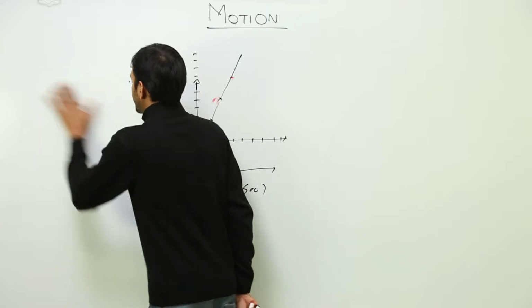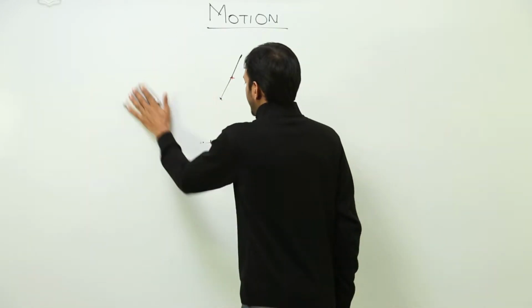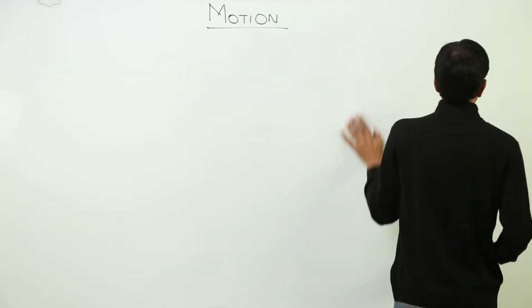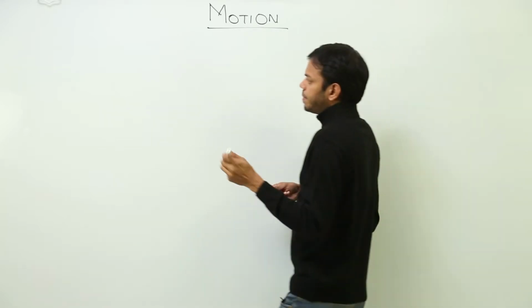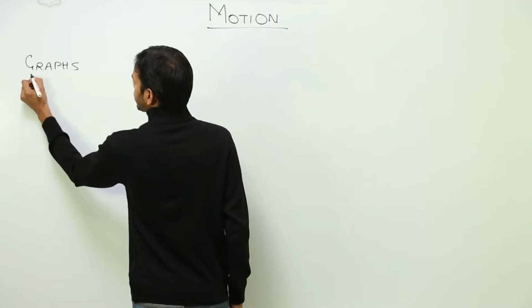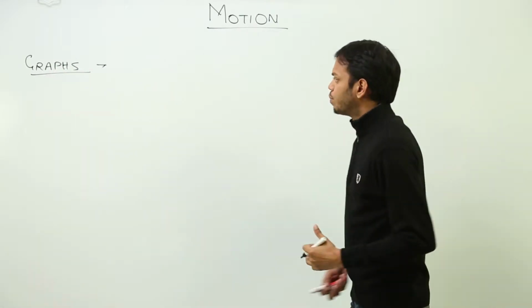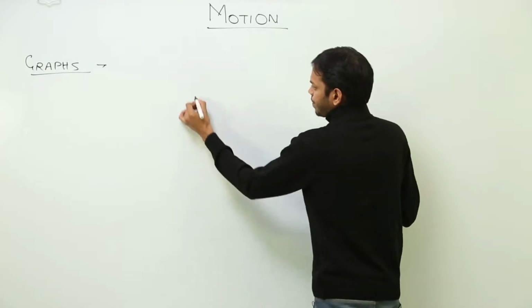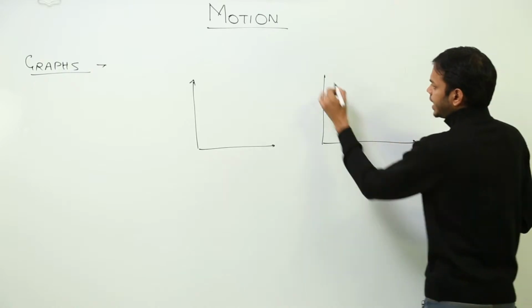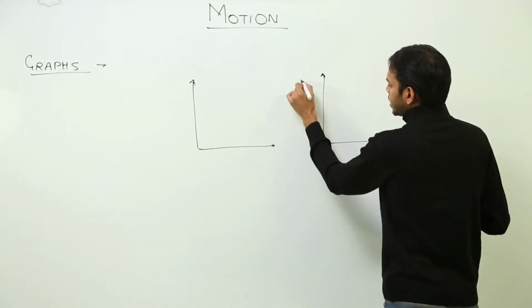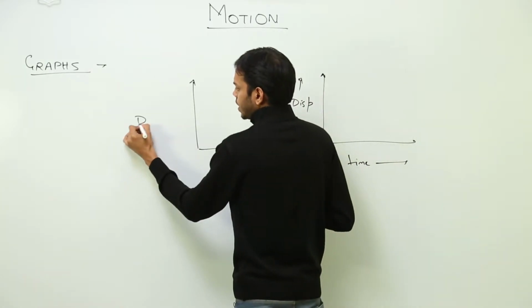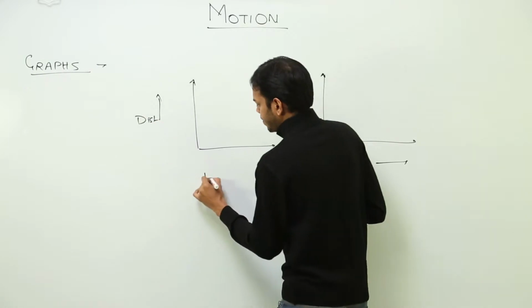So this is our new topic, graphical relationships. We are going to do this with some examples. Let's start with a distance time graph as well as a position time graph. We are doing graphs which are expressed in motion. I have to draw a distance time graph as well as a displacement time graph. So here displacement and time, and here distance and time.